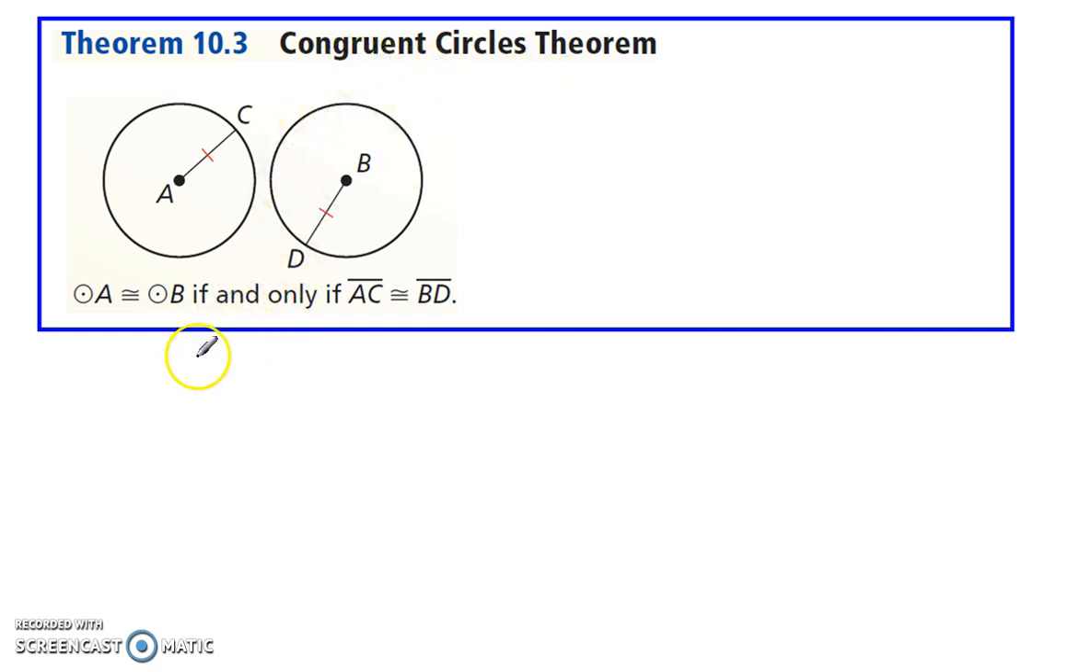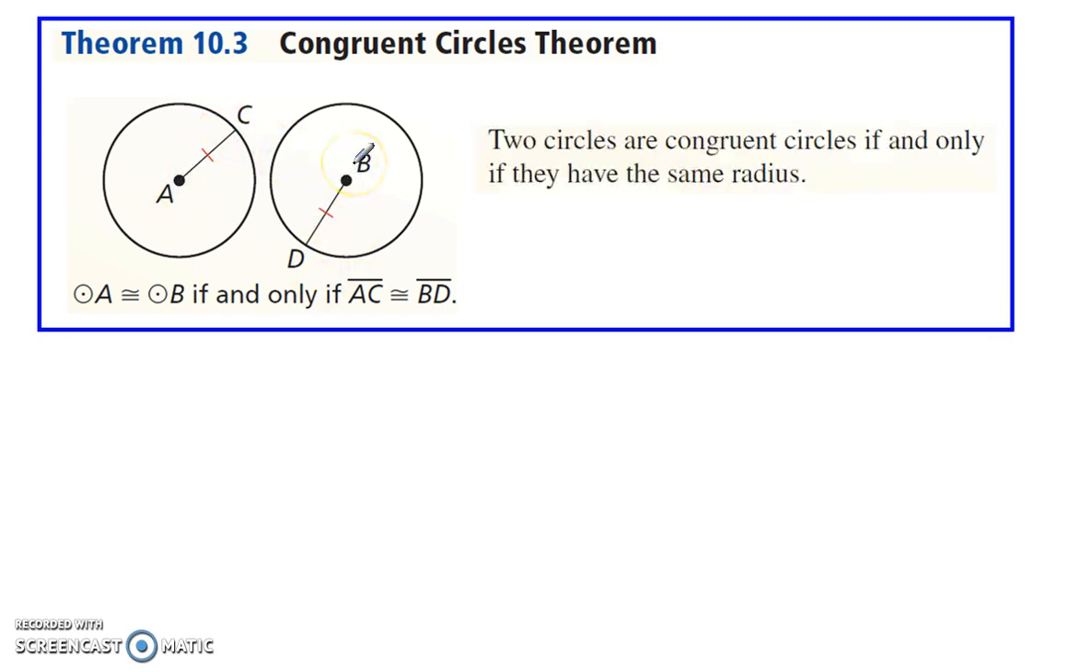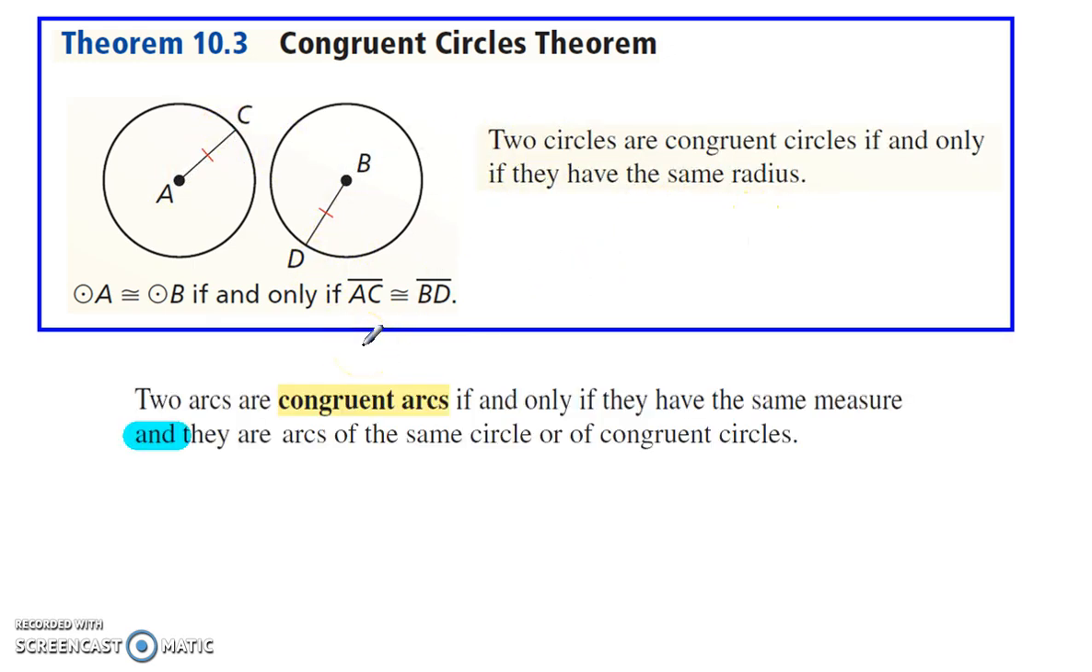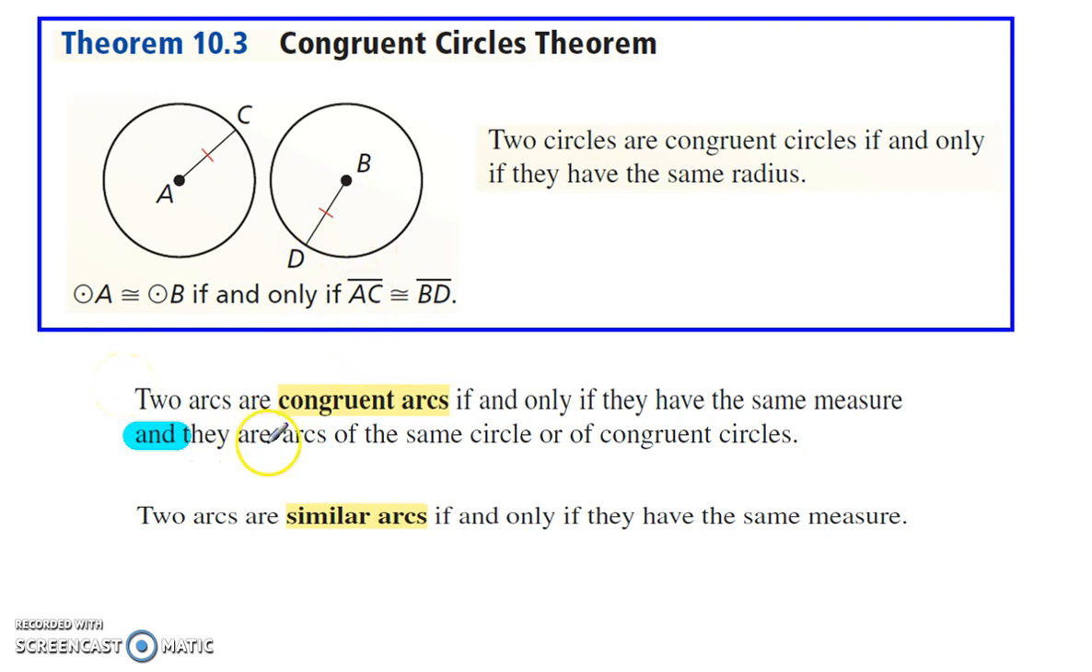Congruent circles theorem. Okay, circle A is congruent to circle B if and only if AC, and that's the radius, is congruent to BD. So if they have the same radii. Two arcs are congruent arcs if and only if they have the same measure and, very important, they are arcs of the same circle or a congruent circle. So if you have a smaller or bigger circle, then the arc's going to be different, right? And then they're similar if they have the same measure.